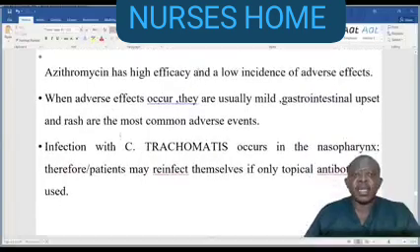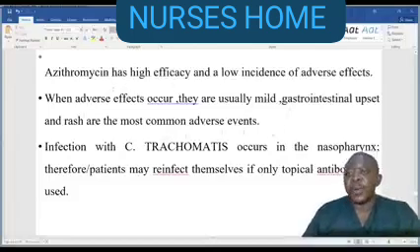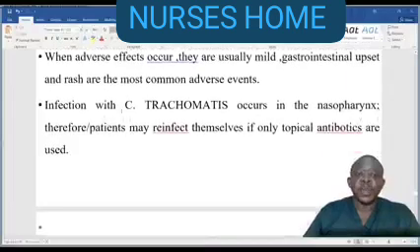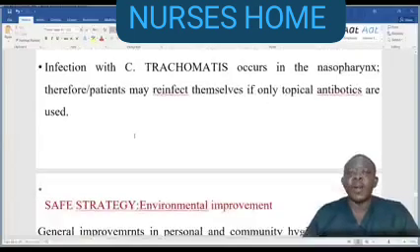Azithromycin has high efficacy and low incidence of adverse effects. When adverse effects occur, they are usually mild, like gastrointestinal upset and rash, which are the most common adverse effects like in other antibiotics. So those can be seen. Infection with C. trachomatis, or type C, occurs in the nasopharynx. Therefore, patients may reinfect themselves if only topical antibiotics are used.